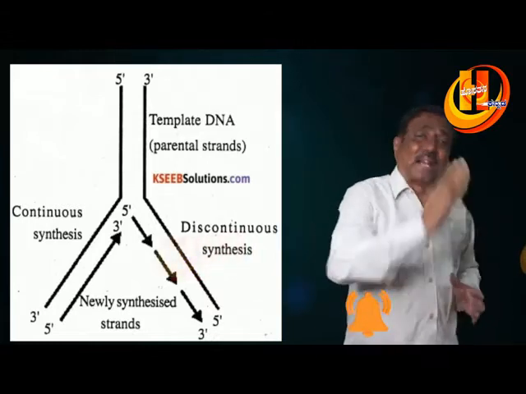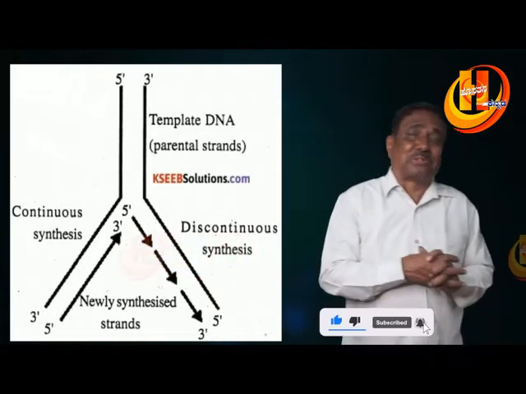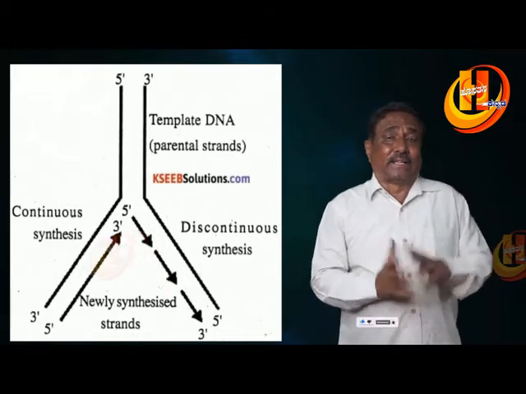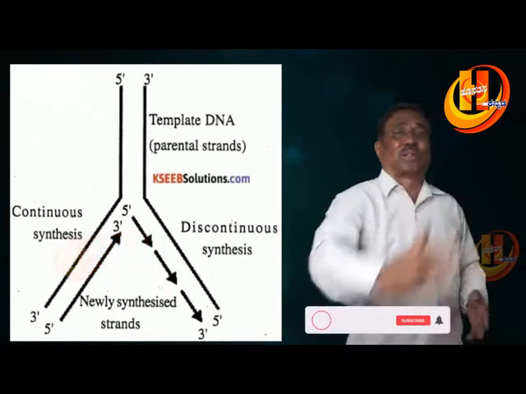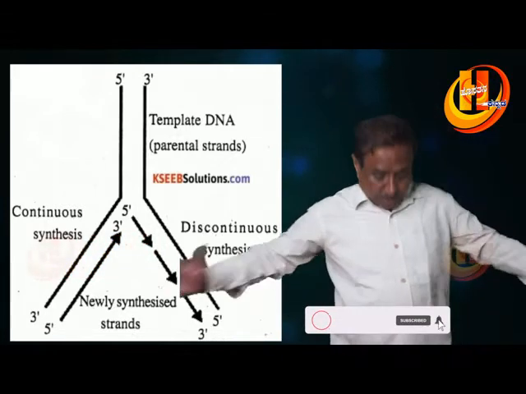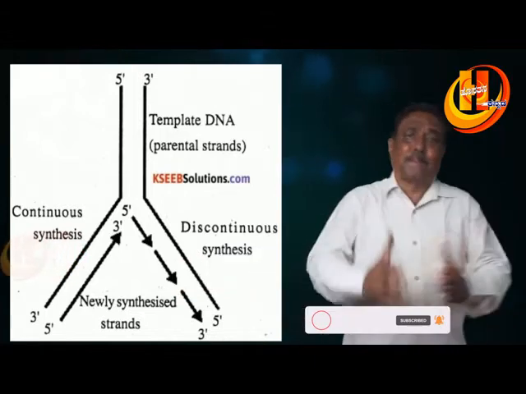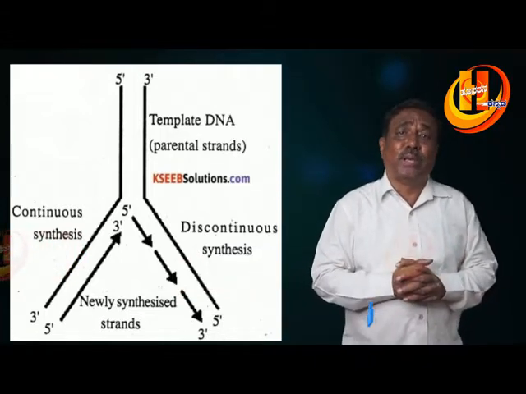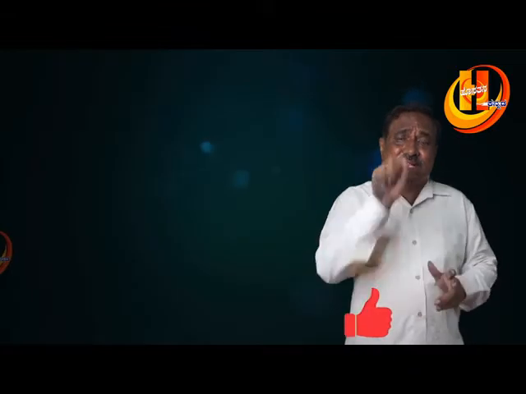Thus, from a single DNA molecule, two new DNA molecules are formed, and in the newly formed DNA molecule, one of the old strands is conserved. That is about replication. And coming to the important aspect, genetic code. This is very important.